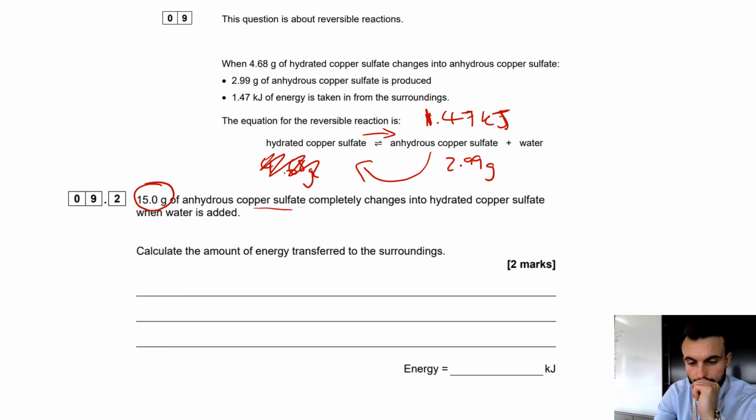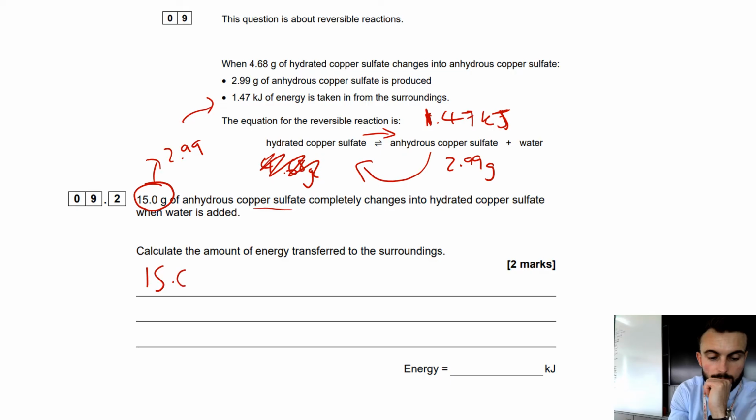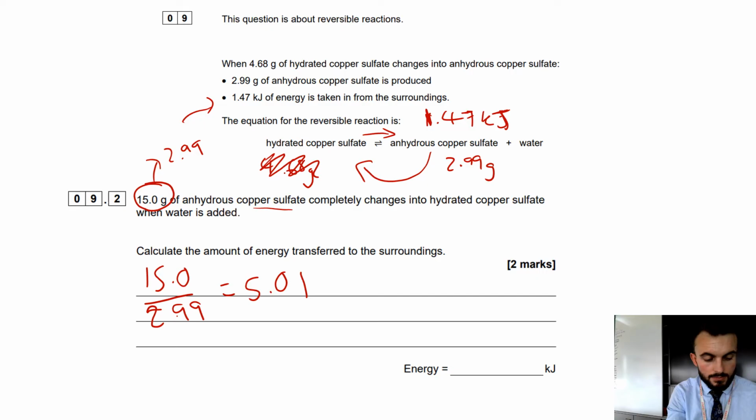So all we need to figure out is how many times bigger this is than 2.99, and that's what we need to do to our energy number. So first thing we need to do is 15.0 divided by 2.99 and we get about 5.0167. You could just put the answer button on your calculator and then you're just going to times that number by 1.47. And you get 7.37 kilojoules.